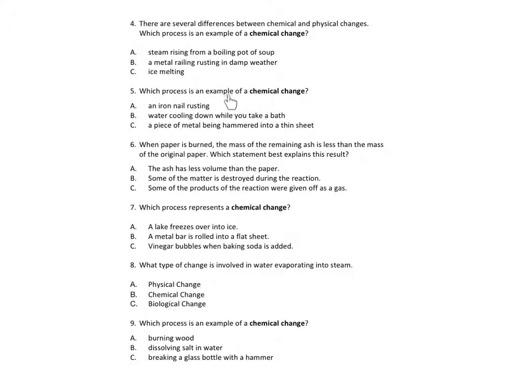Number 5. Which process is an example of a chemical change? A. An iron nail rusting. B. Water cooling down while you take a bath. C. A piece of metal being hammered into a thin sheet.